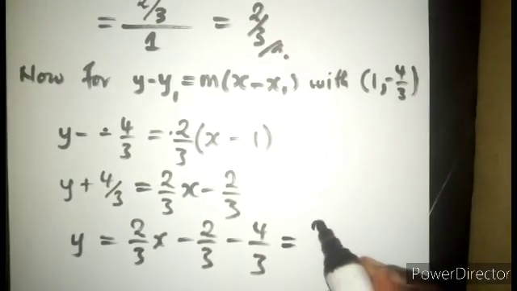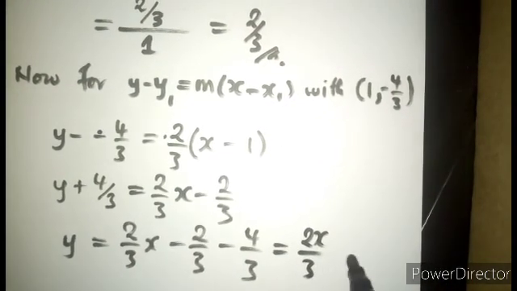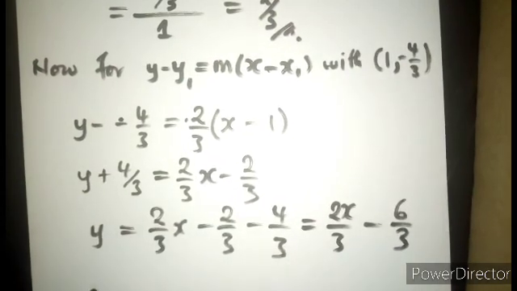This is identical to 2x all over 3 minus 6 all over 3. So therefore we see we have y equals what? 2 over 3x minus 2.